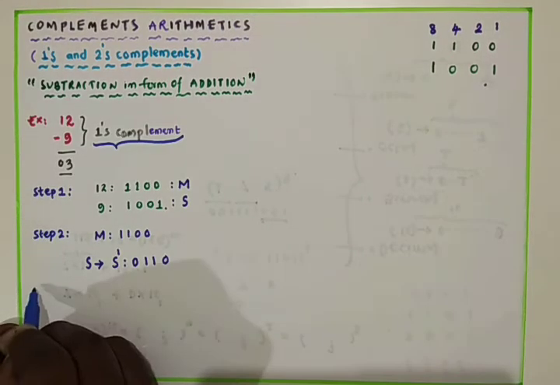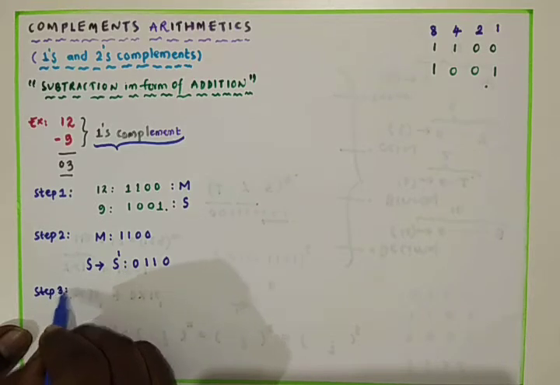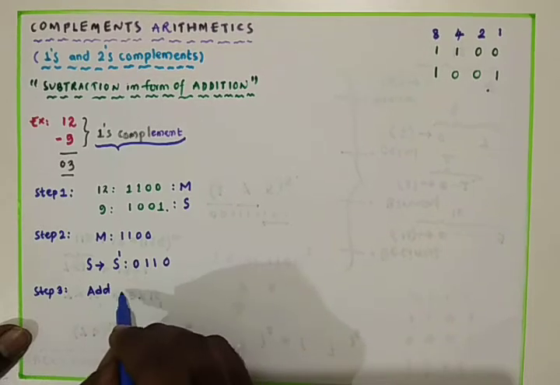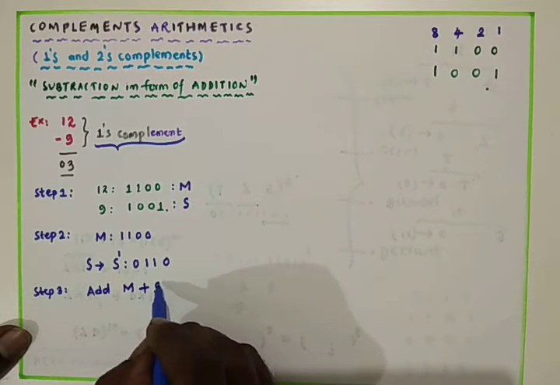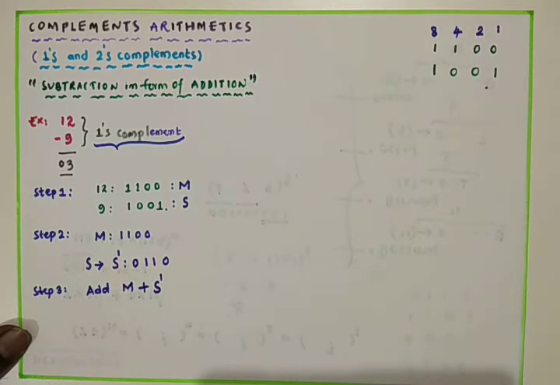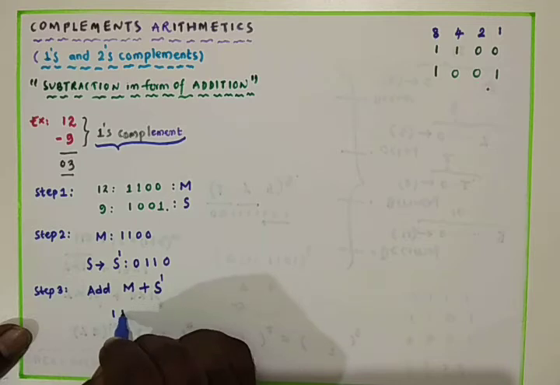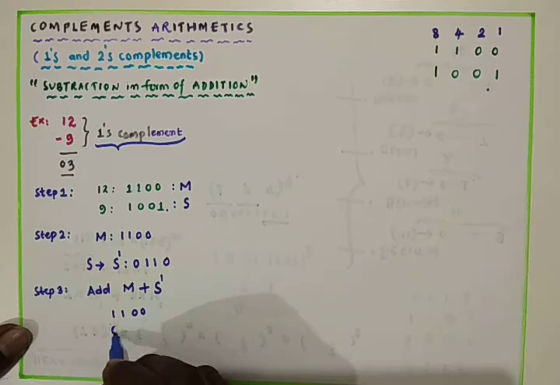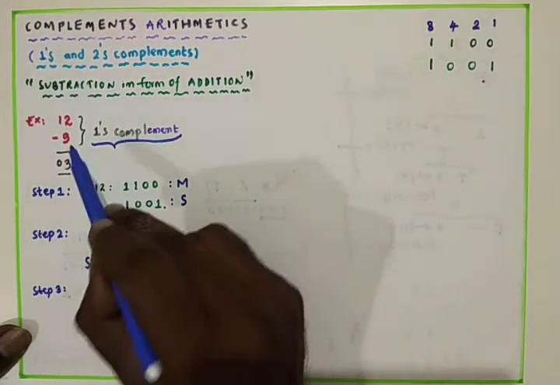Now step 3. Add the minuend, that is M, plus the complemented subtrahend, that is S bar. What is the minuend? We know that the minuend is 1100. It's clear? The complemented subtrahend is 0110. Then add.